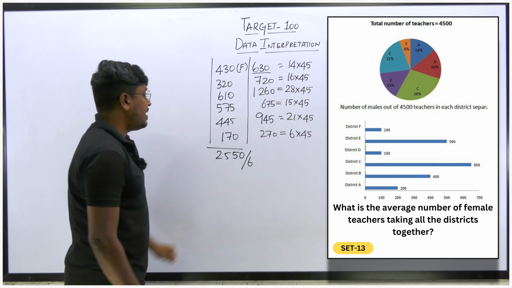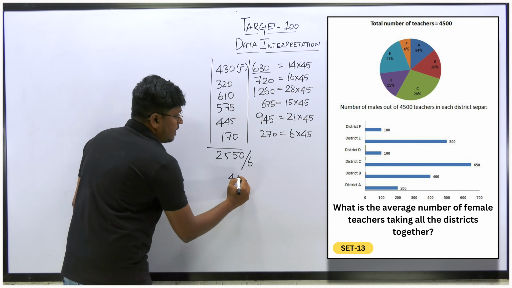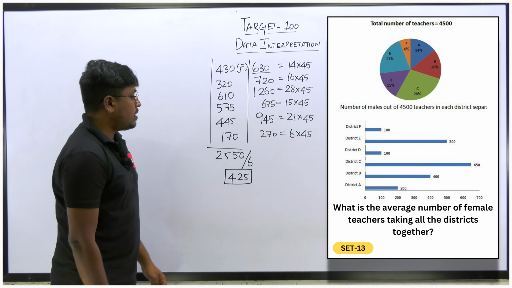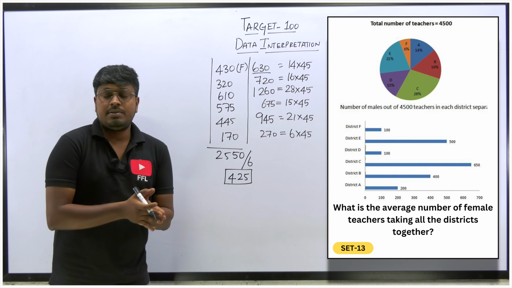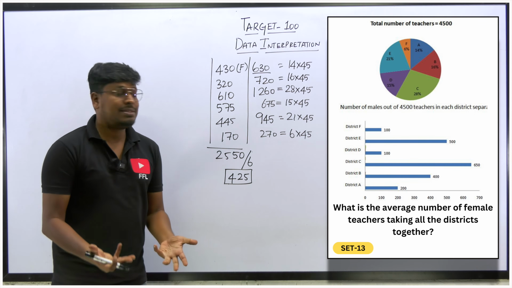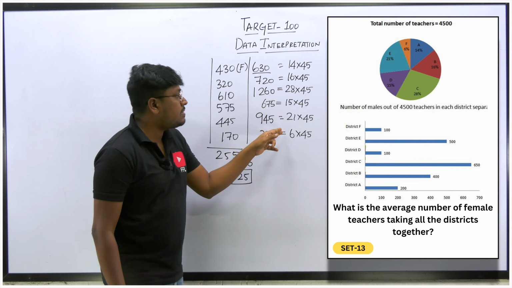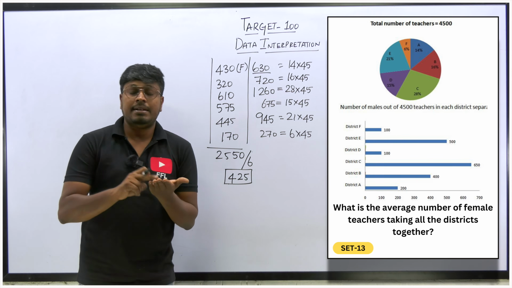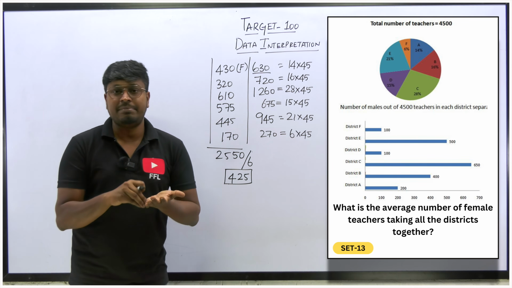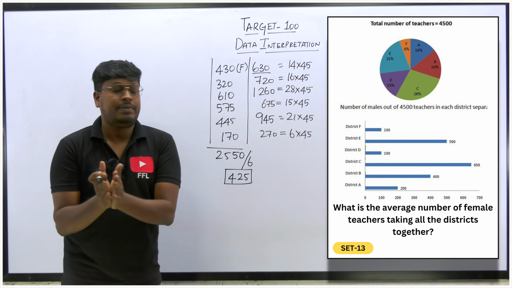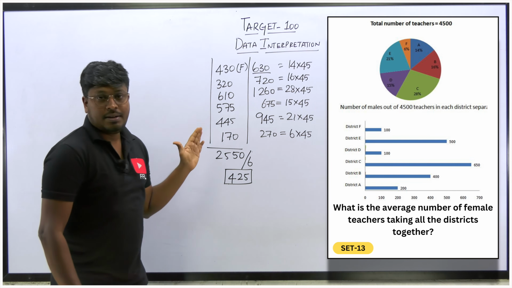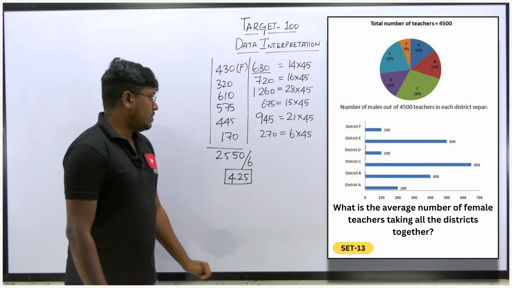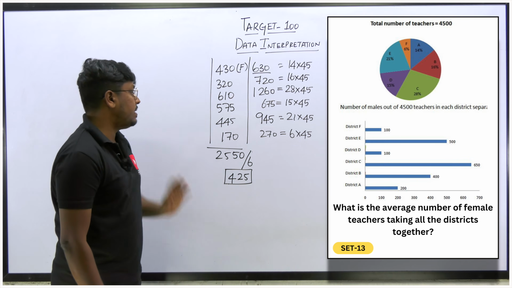How many districts are there? 6 districts, so divide by 6. 6 4s are 24. 6 2s are 12. 6 5s are 30. So 425. So 425 is the average number of teachers of all the 6 districts. So easy or not? Just see. Once you find all these answers, solving the remaining 5 questions will be very simple. That's the reason even in part number 1, data interpretation, I told you the same thing. Initially take 1 or 2 minutes to find the male, female and all. So once you find it, solving all the 5 questions will be very simple. So now this will be the answer for question number 1, right?